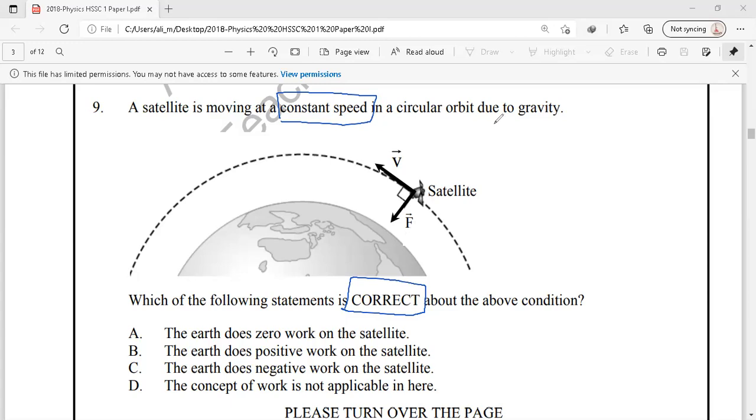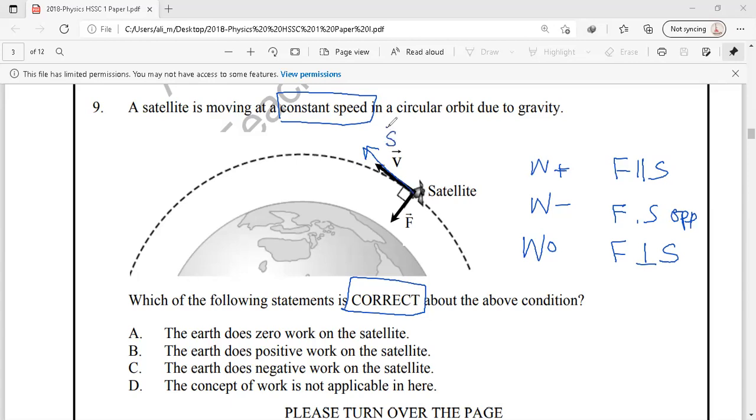So all the options describe the work, and we know that work is positive when the force is parallel to the displacement. Work is negative when the force and displacement are opposite to each other, while work is zero when force is perpendicular to the displacement. So in this case, the satellite is moving in the direction of velocity. So this would also be the direction of displacement.